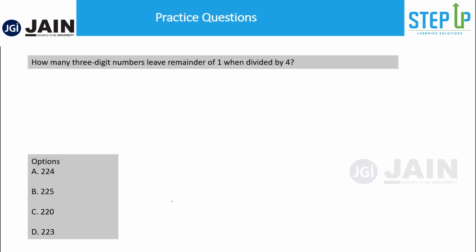So it says, how many 3-digit numbers leave remainder of 1 when divided by 4? 3-digit numbers, okay. So 3-digit numbers can start from 100 to, let's say, 999, right? These are 3-digit numbers. This is the smallest number, this is the largest number. How many 3-digit numbers leave remainder of 1 when divided by 4? That means it has to be a multiple of 4, that's 4k, plus 1, because this is not exactly divisible by 4, it leaves a remainder of 1.